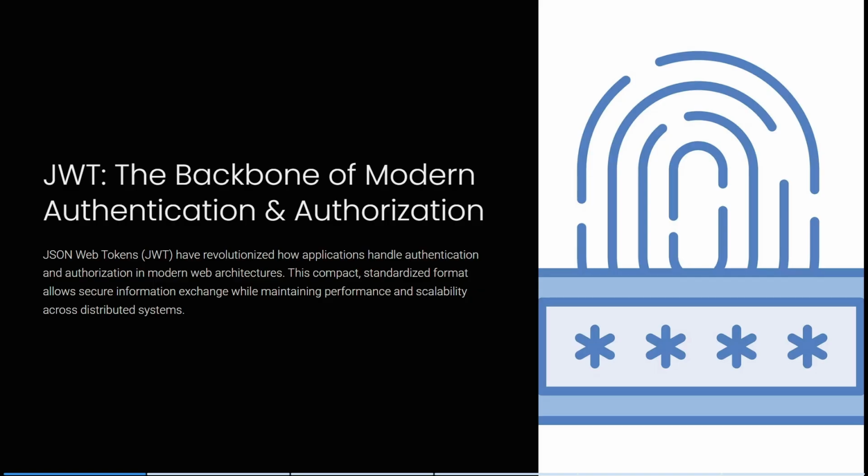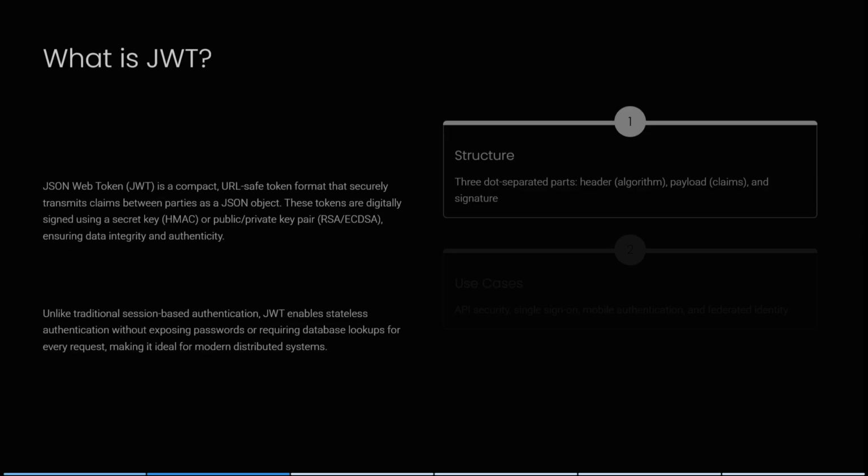So JSON Web Tokens, that's what we're jumping into now. It's the backbone of modern authentication and authorization. It's revolutionizing how applications handle authentication and authorization in more modern web architectures. This compact, standardized format allows secure information exchange while still maintaining performance and scalability across distributed systems.